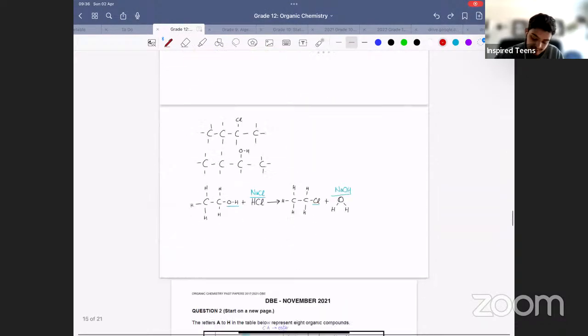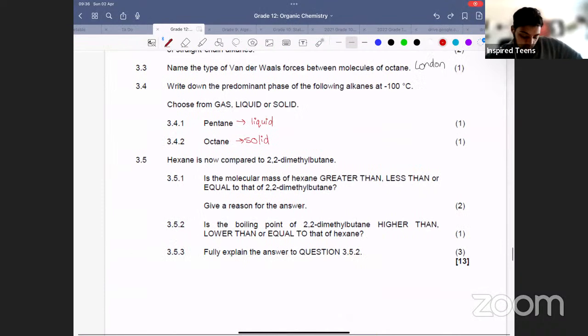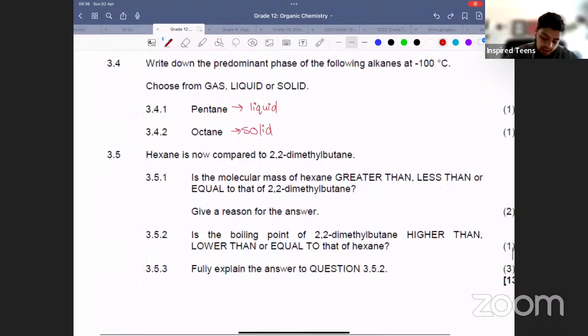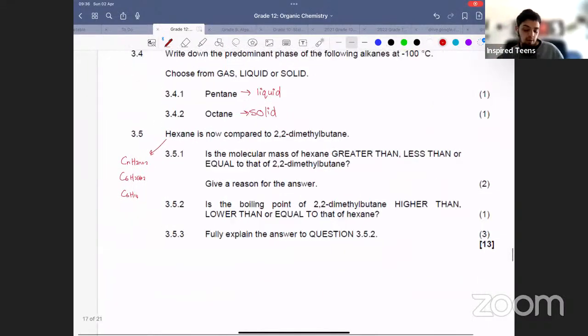So let's go back to the question and answer it. Hexane is now compared to that. So if we look at hexane, CnH2n+2, it's C6H(2 times 6 plus 2), which is C6H14. That C6H14 is the molecular formula for hexane.